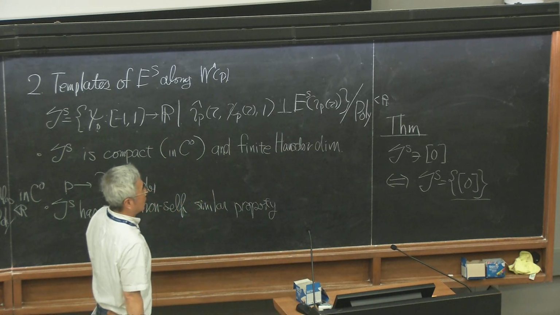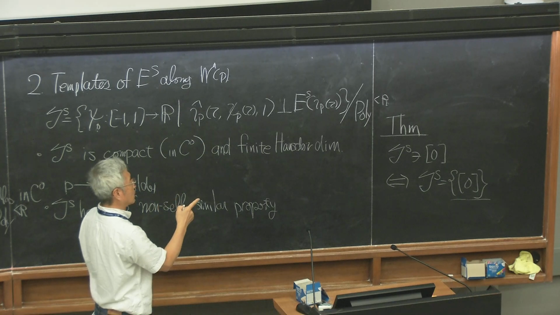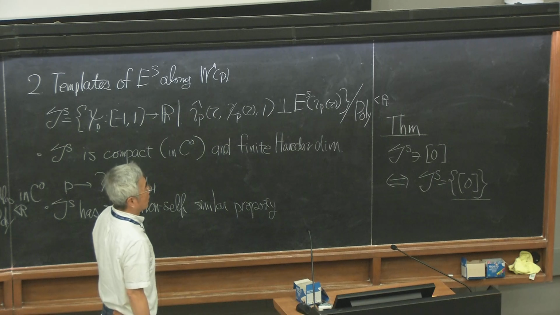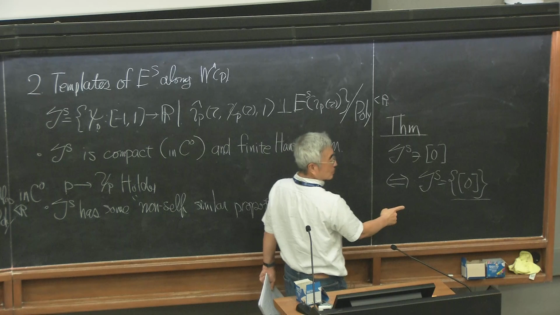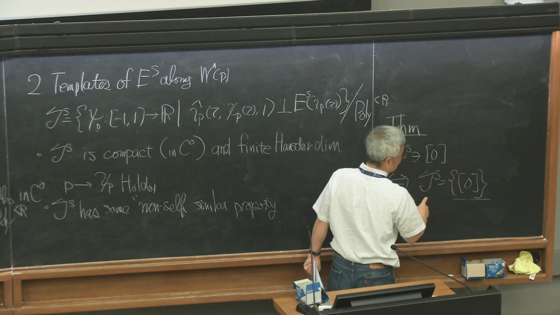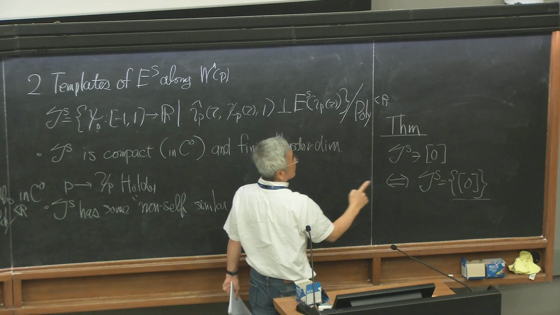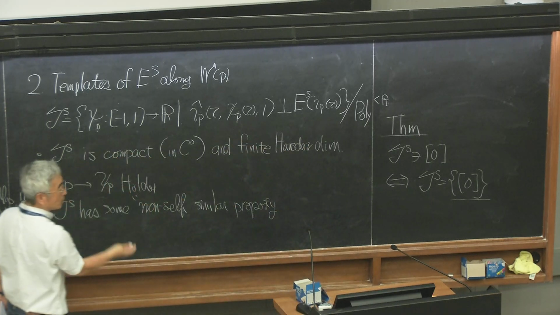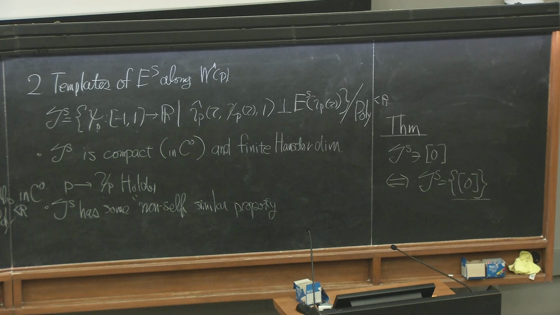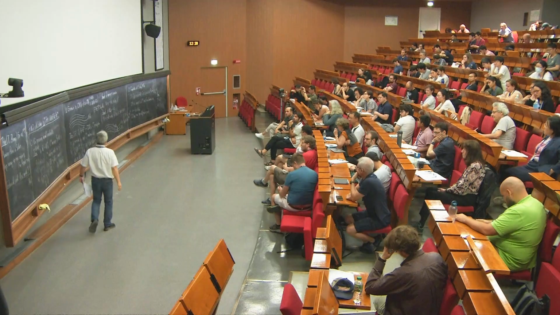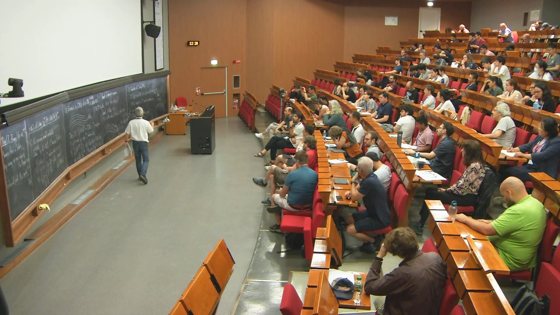So this implies some dichotomy: either Ts is just one point in this quotient space, or it is separated, because this is a compact set, so this is separated from the space of polynomials. And this is a very good observation, a discovery. If it is separated, then we can show that we have exponential mixing.